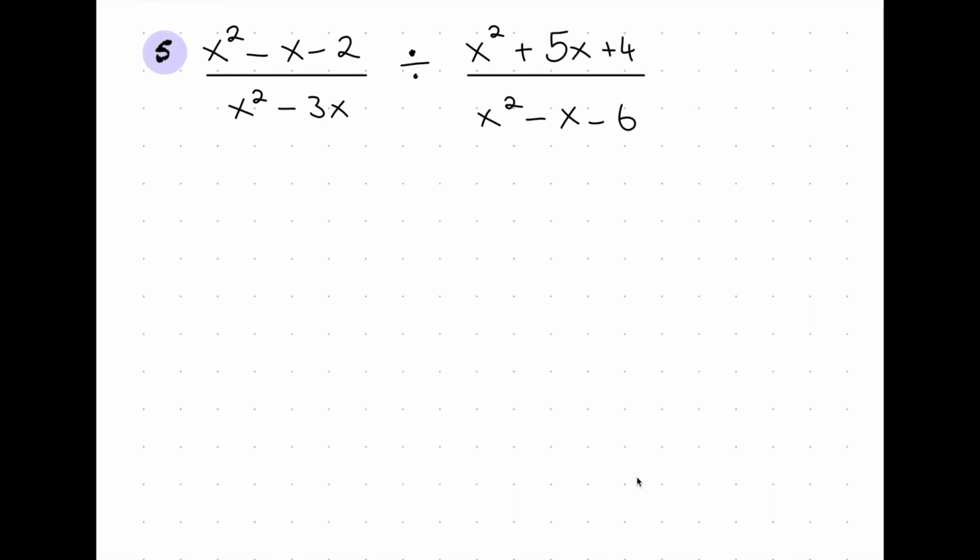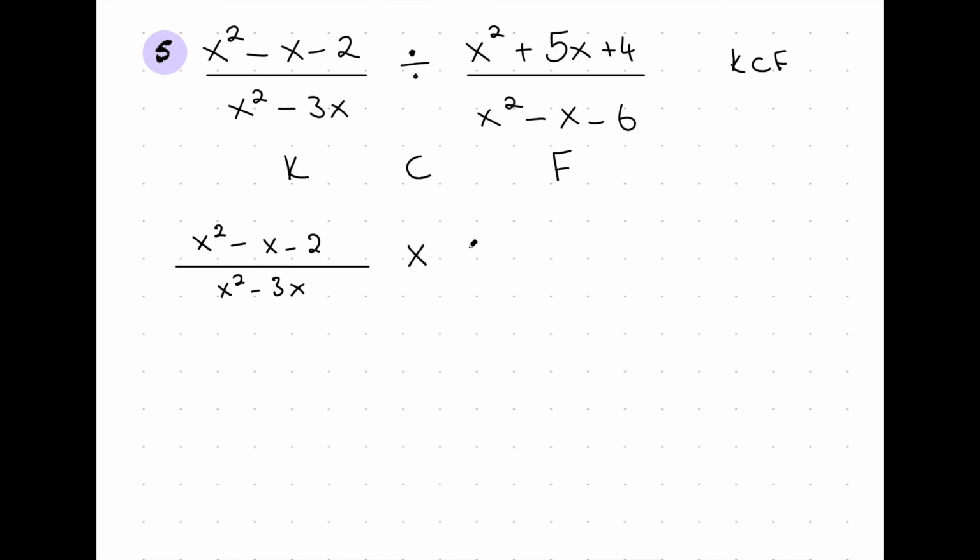Part 5 here involves the division of two fractions, and immediately what you can do when you're dividing fractions by each other is follow this rule, keep, change, flip. And what that means is that we're going to keep the first fraction the same. We're going to change the division to multiplication, and I'm going to flip the second fraction. So if I do that, I'm going to have x squared minus x minus 2 all over x squared minus 3x. I'm going to change this to multiplication, and I'm then going to have to flip this fraction over here.